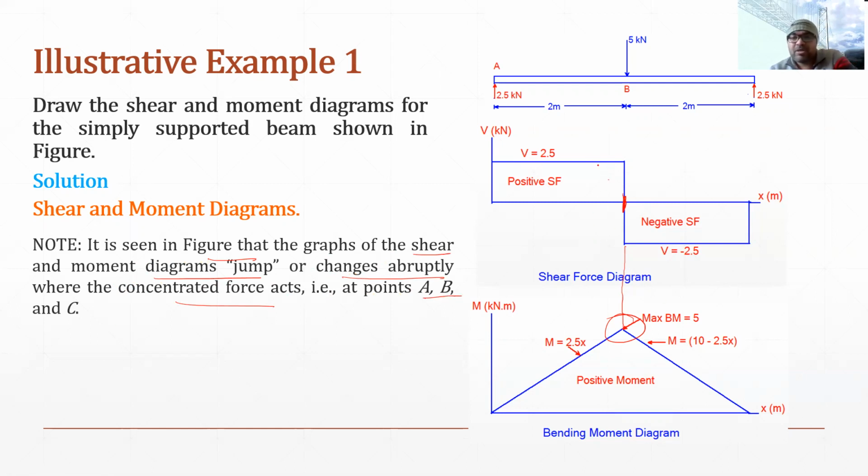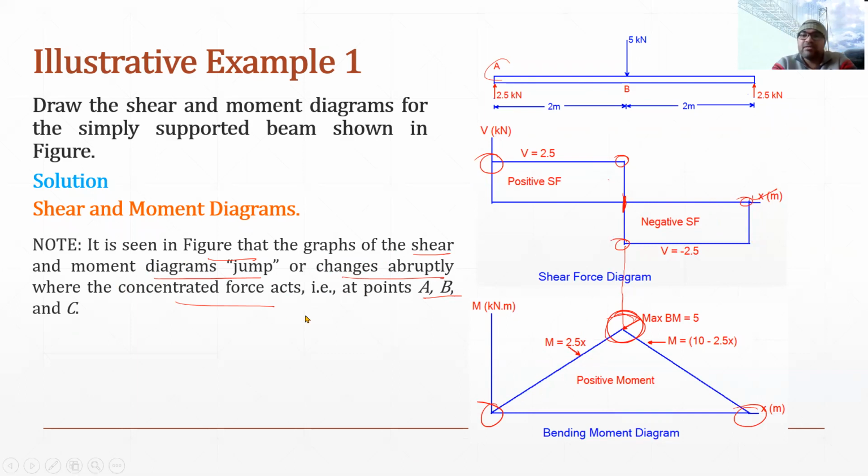Yes, you can see here at point A, shear force is jumping to 2.5. Similarly, at point B, it is jumping from positive 2.5 to negative 2.5. Similarly, at point C, it is again jumping from 2.5 to 0. So wherever there is a point load, shear force will jump or change. And the same case is for the moment also. At point A, it is 0. At point B, it is maximum. At point C, it is again changing. So in between the point loads, it is changing also.